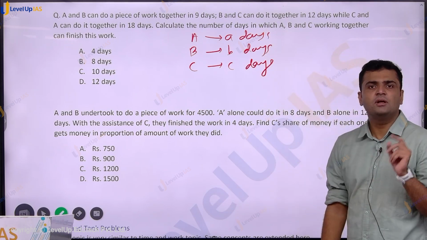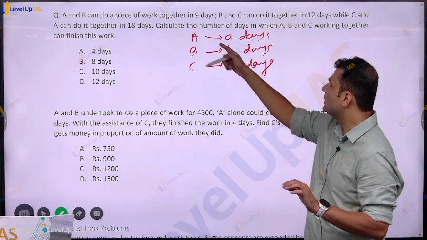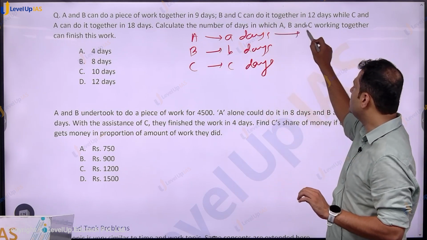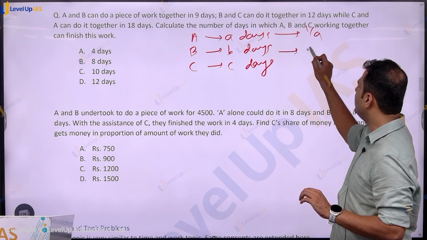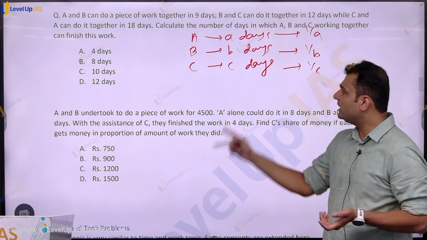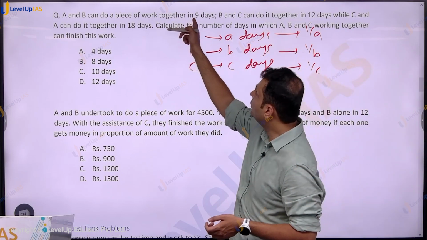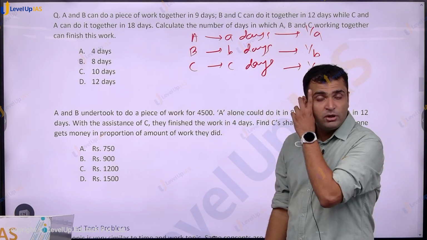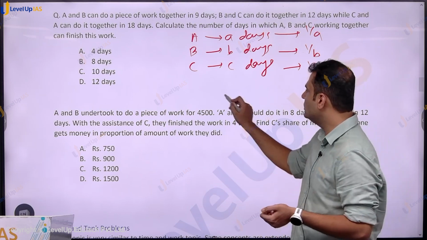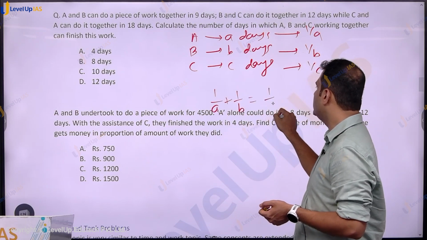We always start with one person: how many days, or one person, one day, how much. That is what we want to find out. If A does it in A days, then in one day 1 by A work, in one day 1 by B work, in one day 1 by C work will be finished by each of them if they work individually. Now what they have given: A and B together finish the work in 9 days. So 1 upon A plus 1 upon B is equal to 1 upon 9.